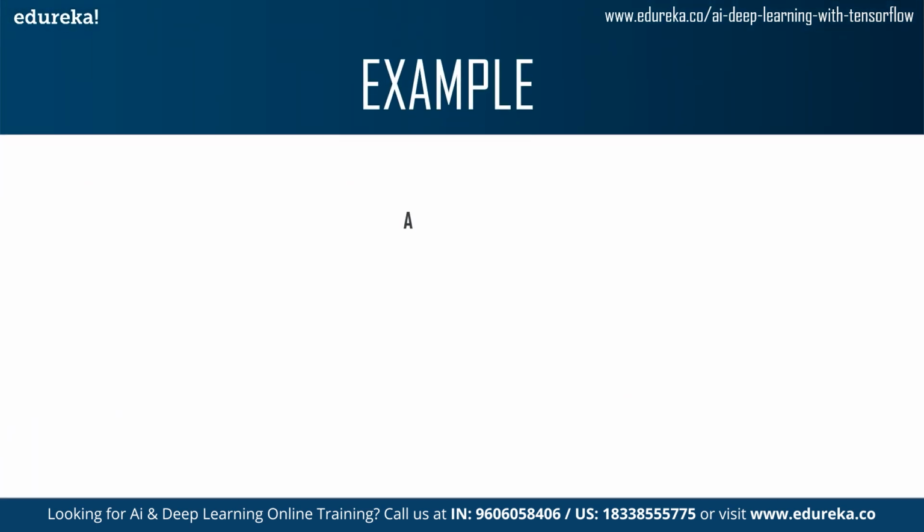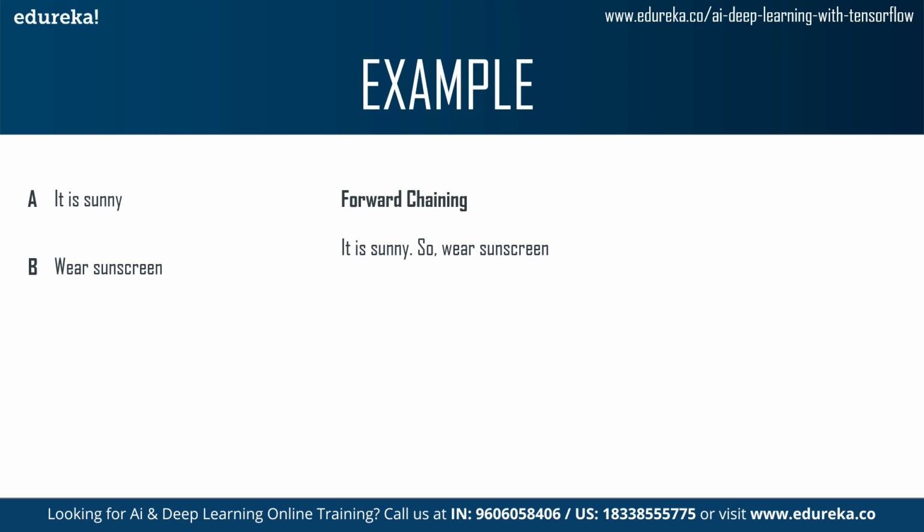Consider 2 points, A and B. Over here, A stands for it is sunny and B represents wear sunscreen. If you use forwards chaining, you will read it as A leads to B. It is sunny, so wear sunscreen, A to B. If you do the same thing with backwards chaining, you will start from B and then you will work your way towards A. Like, she's wearing sunscreen, so it must be sunny.